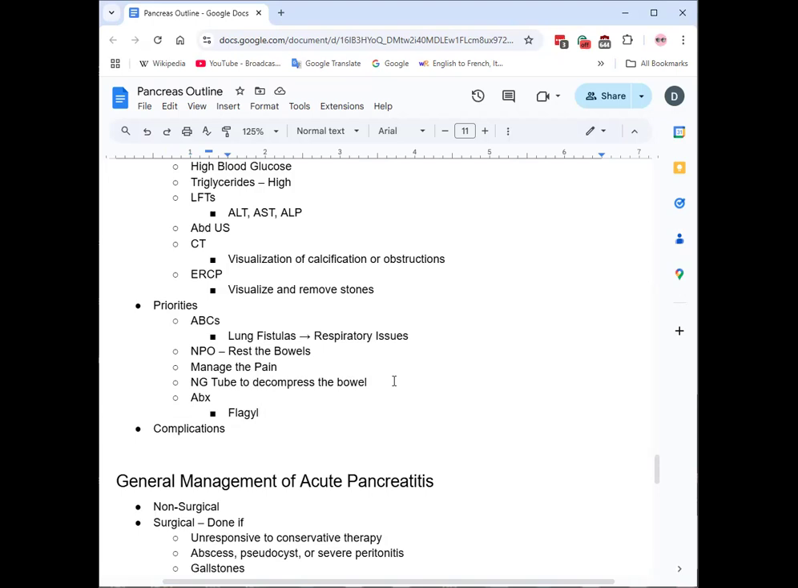I believe he specified NPO, but then like your NPO. I guess we could take that NG tube and then be like, okay, we're crushing this, but even then that doesn't really rest the bowels that way. Well, I guess in this case it's just like NPO except meds or something.